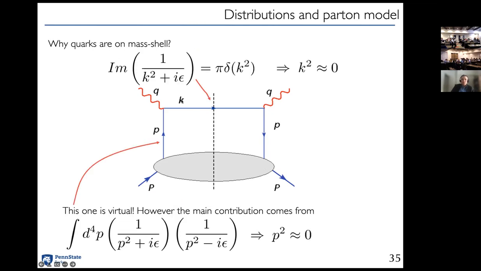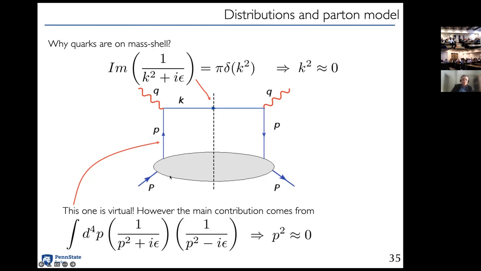So now the top line here crosses the cut, and therefore this particle has to be on shell. So the imaginary part, which is done by this cut of this propagator, one over k square plus i epsilon, is proportional to pi delta of k square. So it tells us that this particle is on shell. So k square is approximately equal to zero. Of course, now quarks inside of the nucleon are always virtual. And in principle, the virtuality of this line here can be anything, but as I believe Jian-Wei told you, the virtuality of these two lines, this p and p, are pinched.